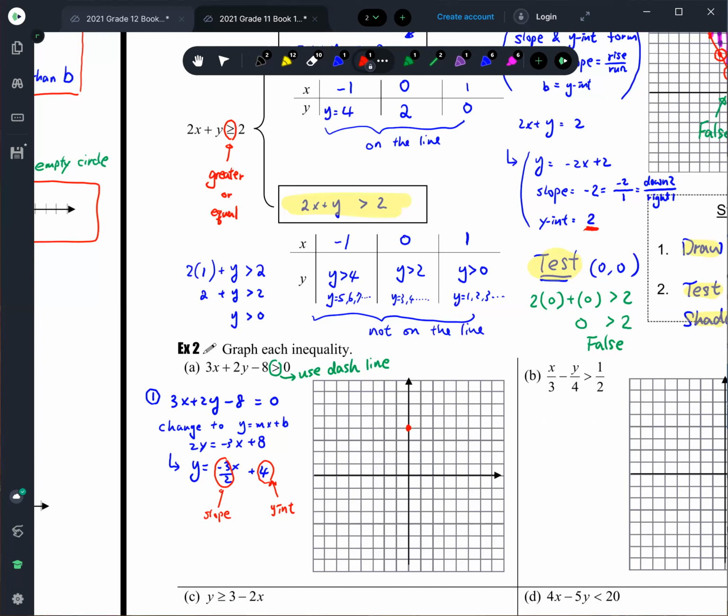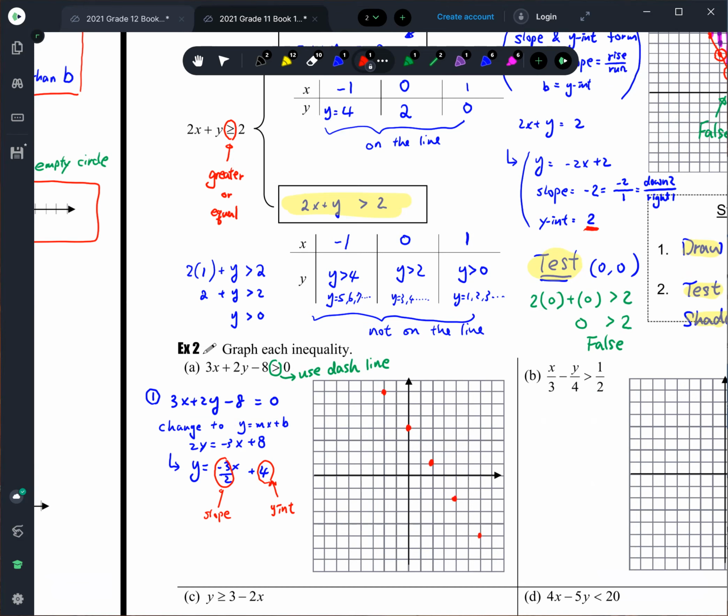Yeah, so you start with the y-intercept. That's why we get the form, right? So we can use the slope to count. So down 3, right 2. Down 3, right 2. Down 3, right 2. Or opposite, up 3, left 2.